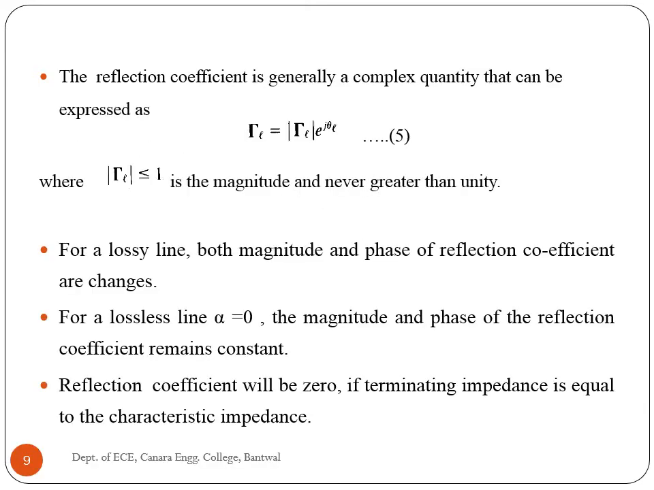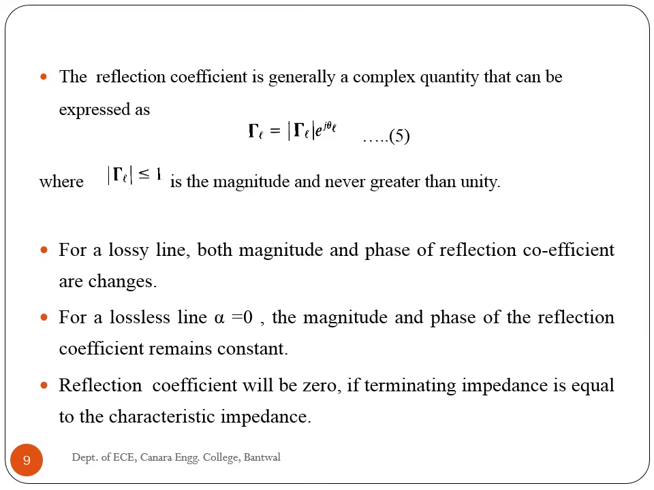If the load ZL were measured not directly but through a transmission line, then the magnitude of the reflection coefficient is identical. However, its phase will have shifted according to equation 5, where the magnitude of gamma L is never greater than unity. For a lossy line, that means the attenuation constant is not equal to 0, both magnitude and phase of the reflection coefficient change.